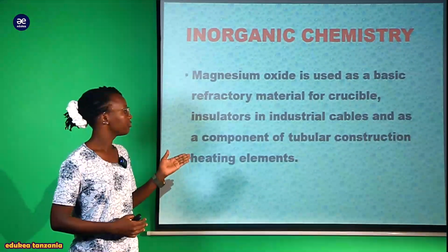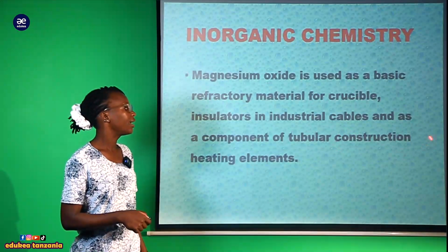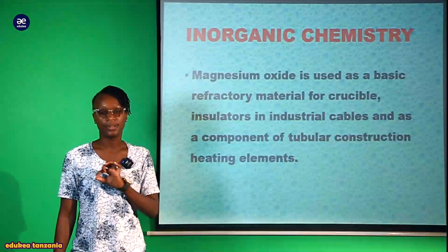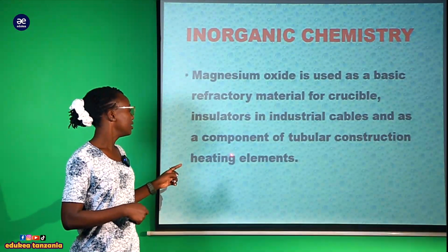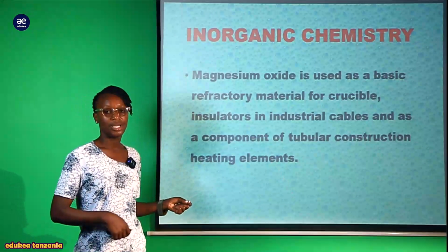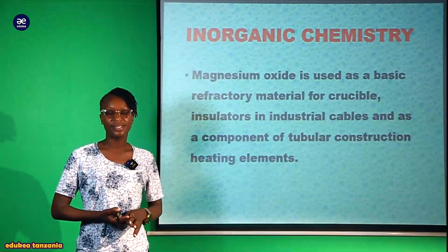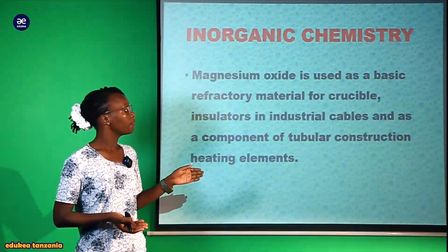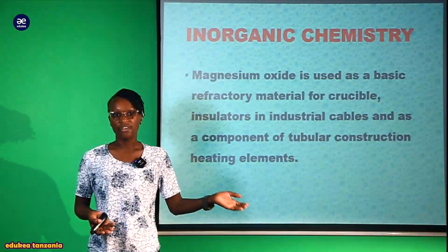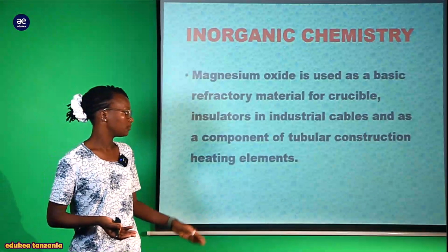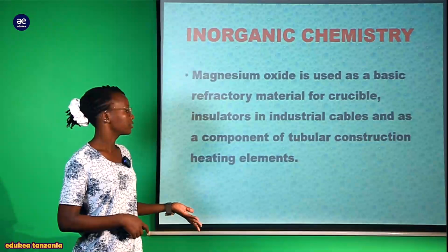Kwa hiyo unakuta kwamba this magnesium oxide zinakuwa favored there, zinatumika kule kwenye hizi viwanda, but also anasema kwamba it is useful as the component of tubular construction. The different tubulars can be constructed, for instance in the issue of the heating. Unakuta kwamba kuna different tubulars which are useful in the heating purpose, heating the different elements. Kwa hiyo kuona kwamba because of this magnesium oxide is the basic refractory material, inakuwa favored over this area. Kwa hiyo inatumika kwenye issue ya tubular construction heating element.